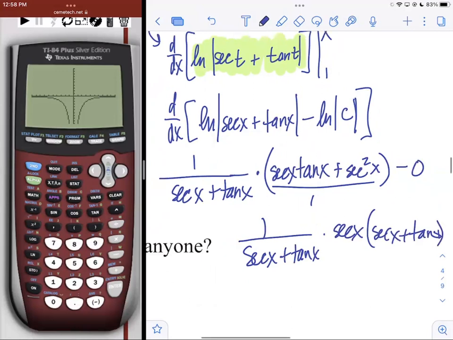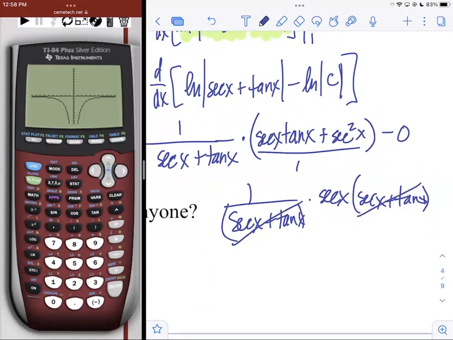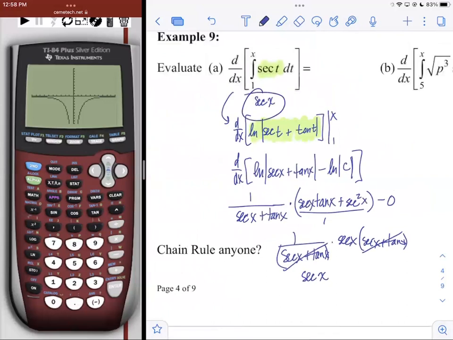Oh. And now look at this. Those divide out, and we're left with 1 times secant, which is secant of x. Oh my gosh, y'all were right. Y'all were right from the beginning. But at least we know now, right? And we reviewed a little bit.